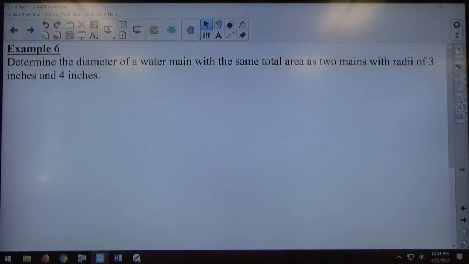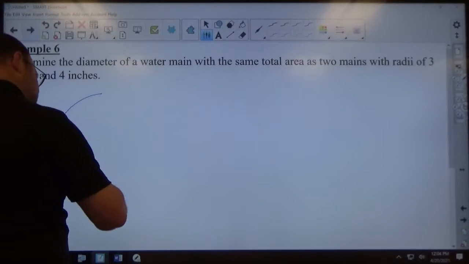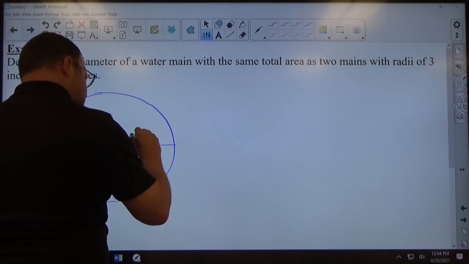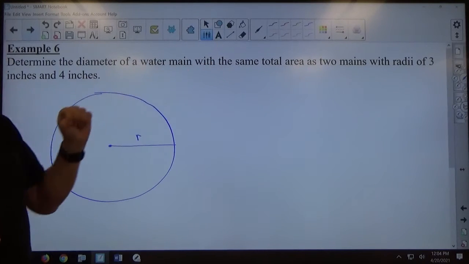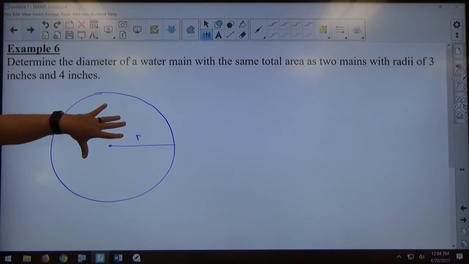Okay, so example 6 says determine the diameter of a water main with the same total area as two mains with radii of 3 inches and 4 inches. So we have a water main, for lack of a better name, this is just a big pipe. It's got some unknown radius, that's what they're telling us. The area of that pipe, the cross-sectional area, is the same total area as two different pipes with radii of 3 and 4 inches. So this would be a bigger pipe than those then, right?